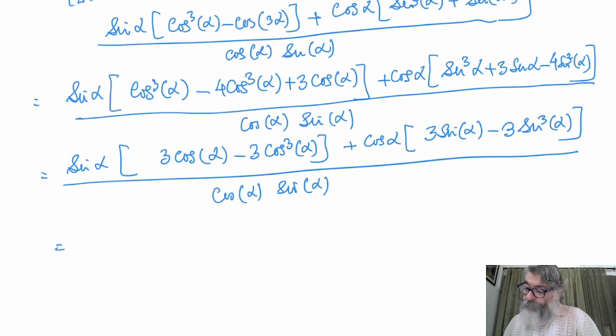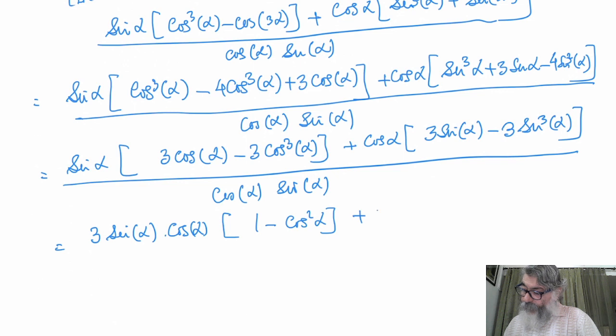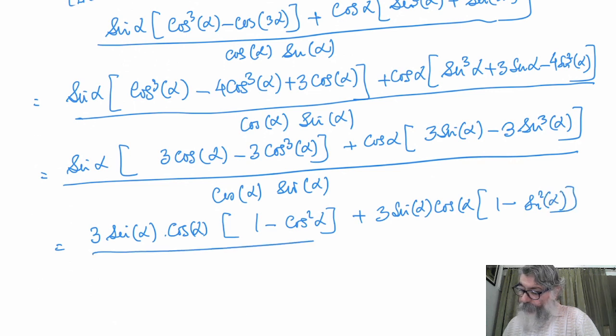Now out of 3 cos alpha and 3 cos cube alpha, let's take 3 sin alpha and cos alpha common. What will be left inside? 1 minus cos square alpha plus, here also 3 sin alpha cos alpha will come out common, and it will become 1 minus sin square alpha, upon cos alpha sin alpha.